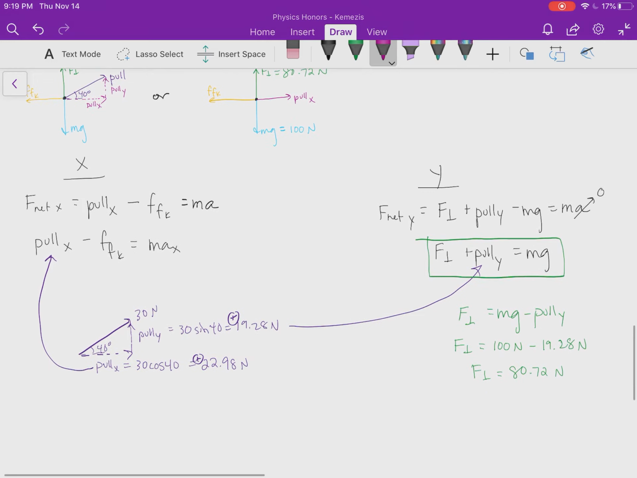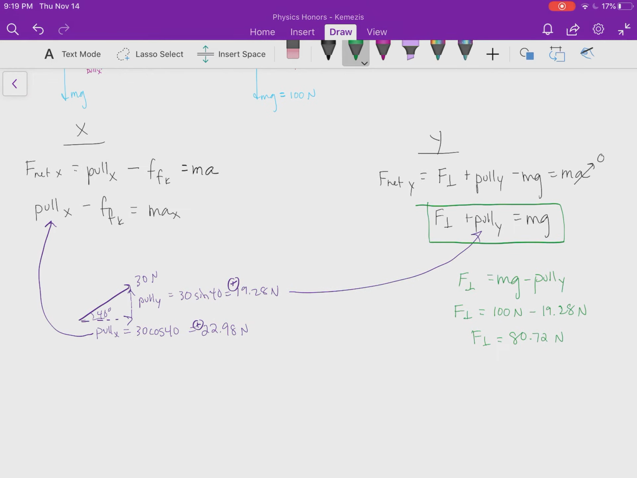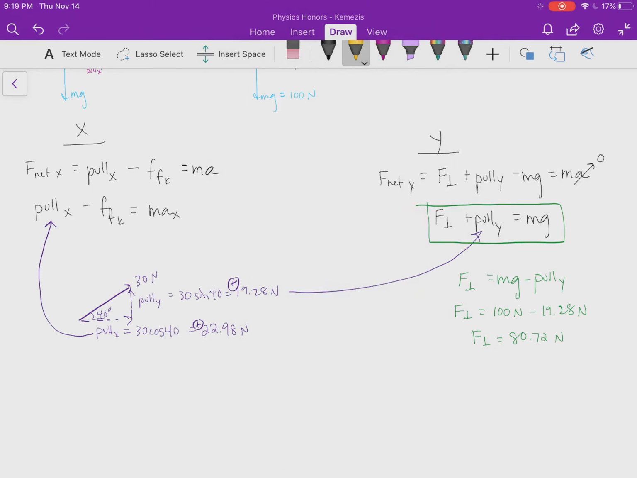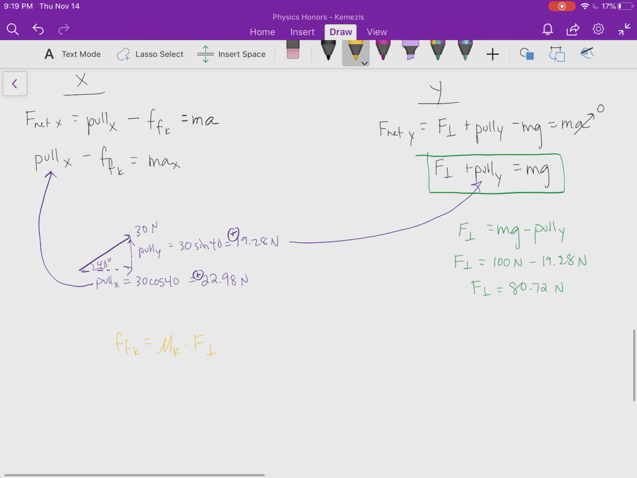And now we need to solve for the force of friction. So remember that our force of friction equation is equal to the mu times the normal force. Okay, so it is so important that we solve for the normal force in order to solve for the frictional force. So friction is equal to, our mu was 0.15.